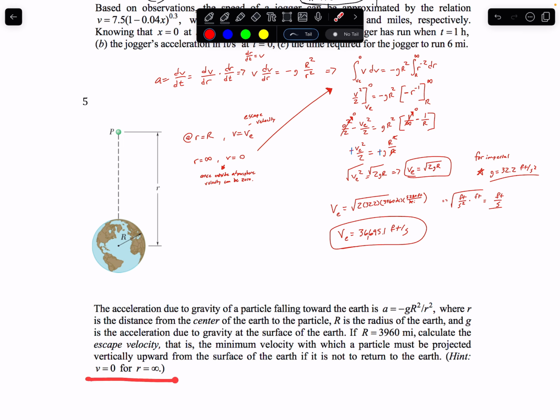We're also given hints here. That means that this will help with our integration later on. When launching from Earth, we know that it starts here and goes outward. So we know our starting value is going to be R, and at some point we just need to leave the atmosphere. We don't need it to go on forever. So at some point out here we have V equals 0.